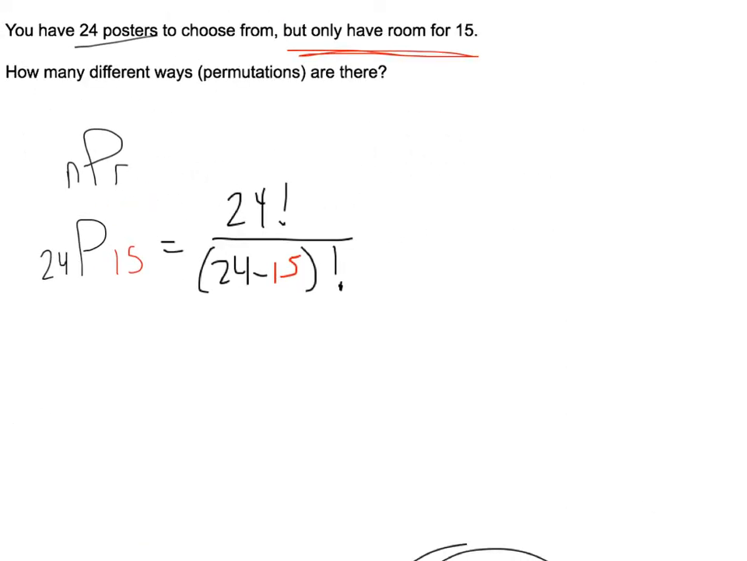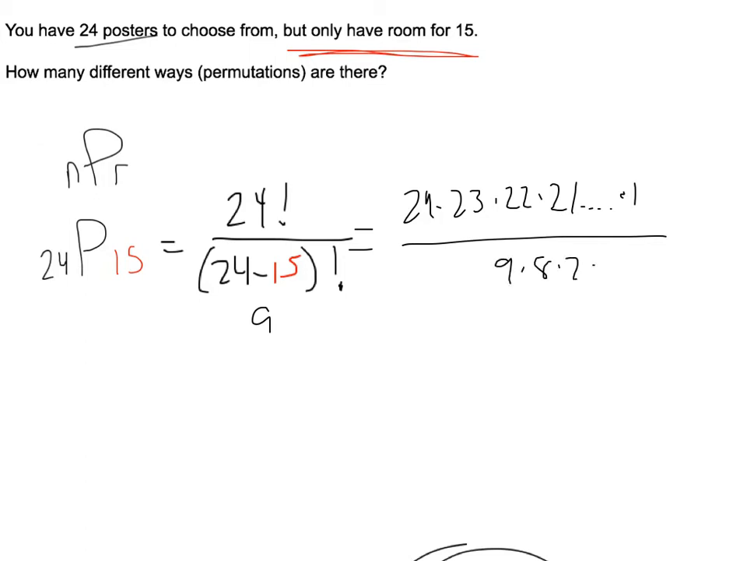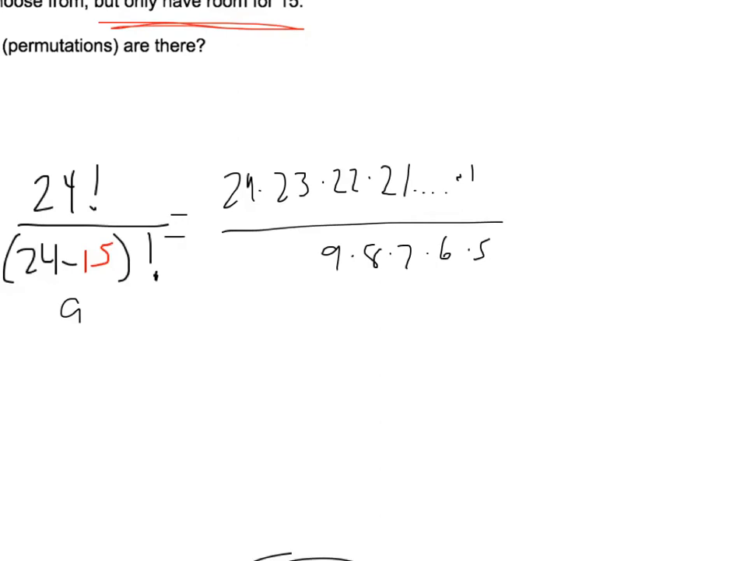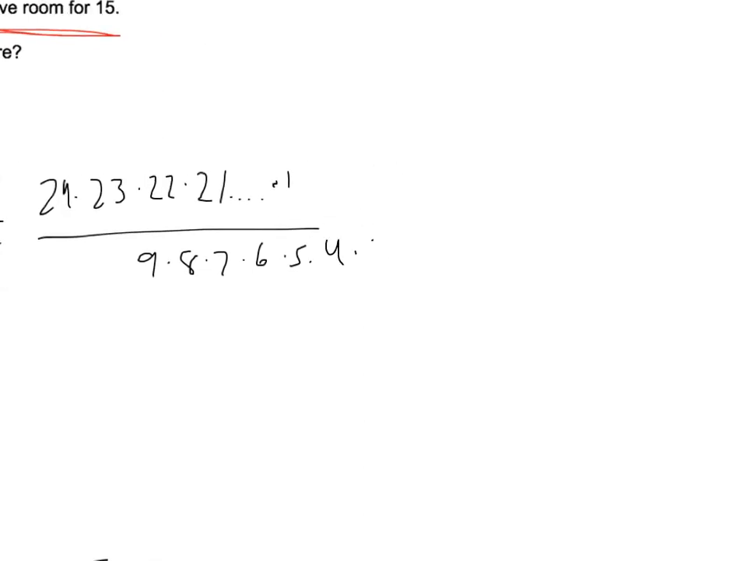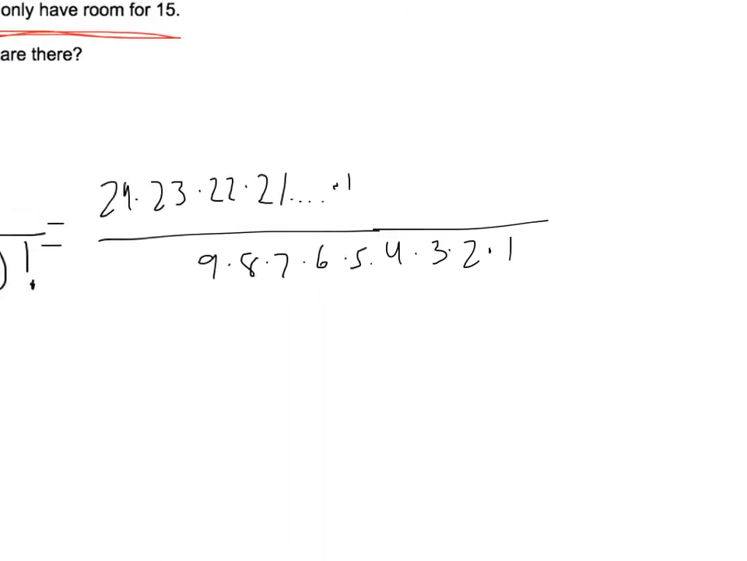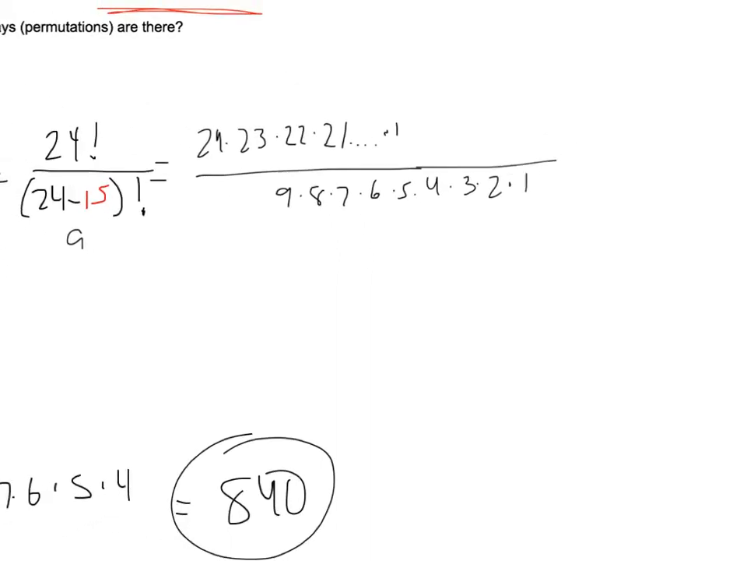So 24 factorial means 24 times 23 times 22 times 21, and so on. This is going to get tedious. So I'm going to do ... times 1 over, what's 24 minus 15? Well, it's 9. So 9 factorial means 9 times 8 times 7 times 6 times 5 times 4, so it's not as bad, times 3 times 2 times 1. All right, so you can see this is going to get pretty tedious. So how can we simplify this process?